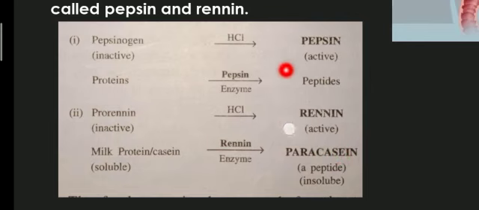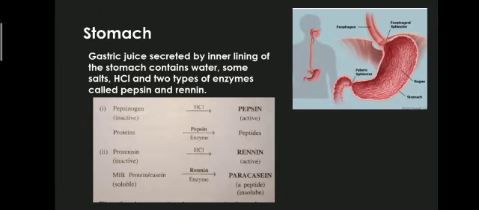So in this case, what we can see is that HCl, first of all, helps in killing the germs, and in the second case, it helps in converting the inactive enzymes to an active form, so that the enzymes can act upon the substances and break them down into a simpler form. So this was the function of the stomach and the gastric juices secreted by the stomach containing HCl and the enzymes pepsin and renin.